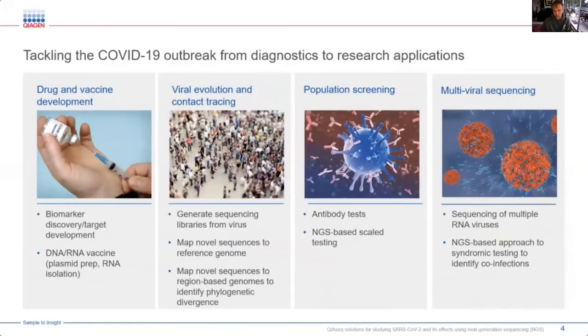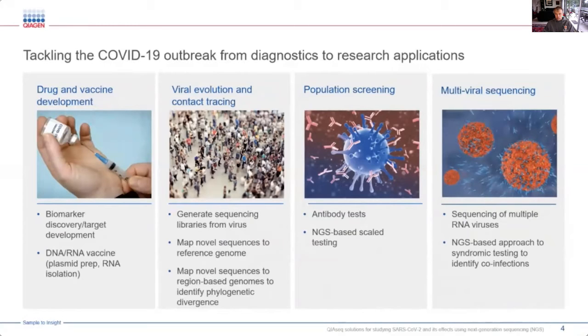Now, as we move beyond diagnostics to research applications, we know there are four key areas that are essential to looking at the virus. The first, and probably most public, is sequencing the virus for drug and vaccine development. Here we're looking at biomarker discovery in the host, but also in the virus, and making sure there's something that could not only treat patients in acute phases, but also be given prophylactically to prevent or hopefully protect them from any type of infection.